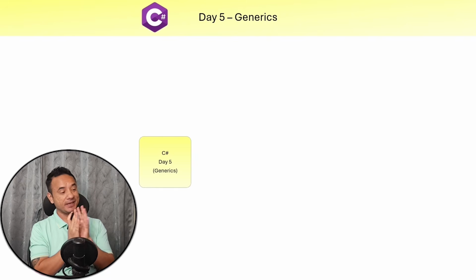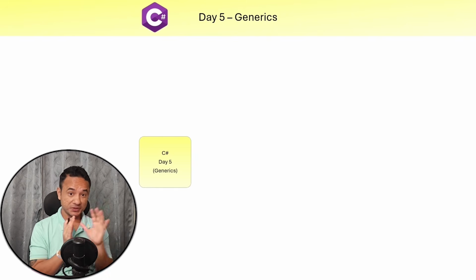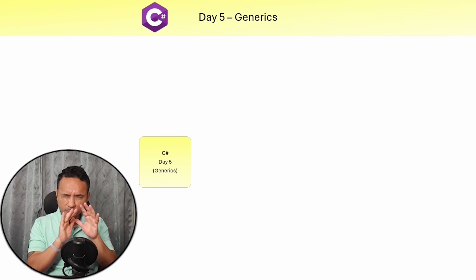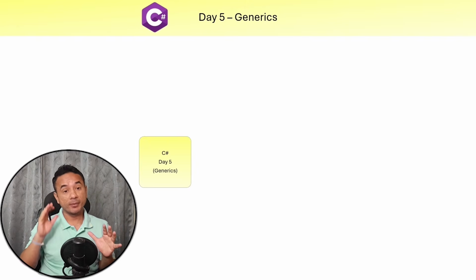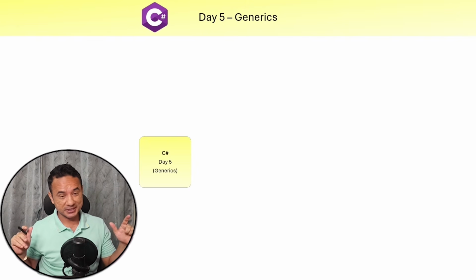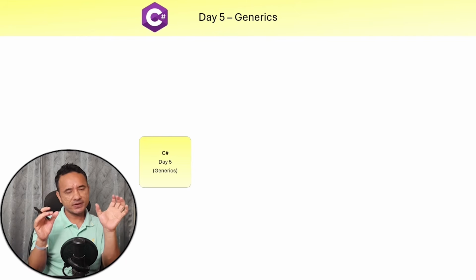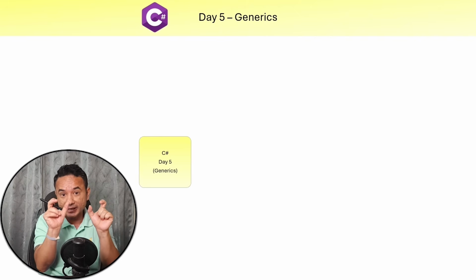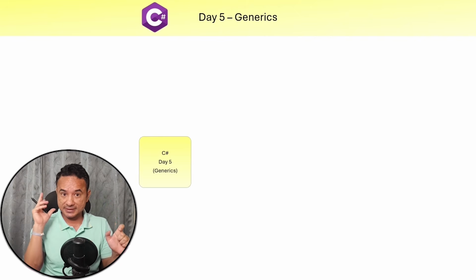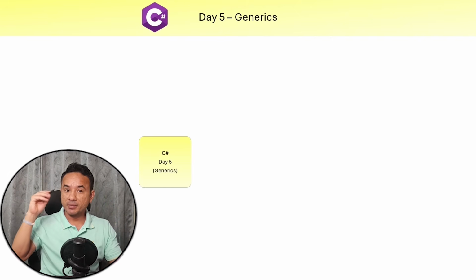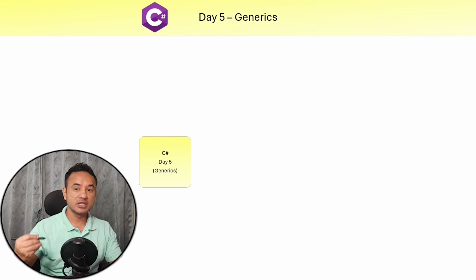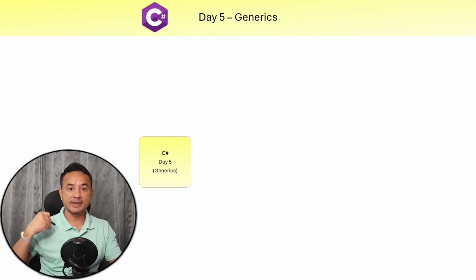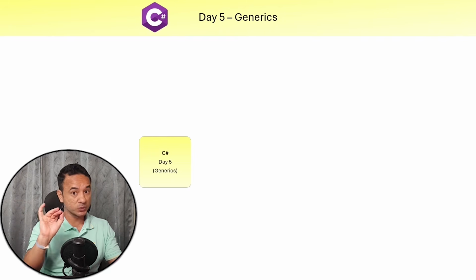All right, in day 5, we will talk about generics, one of the most powerful and commonly used C# interview topics. What are generics? Generics allow you to create classes and methods that can work with any data type. That is its advantage. That will make your code reusable, flexible, and error free without losing performance.